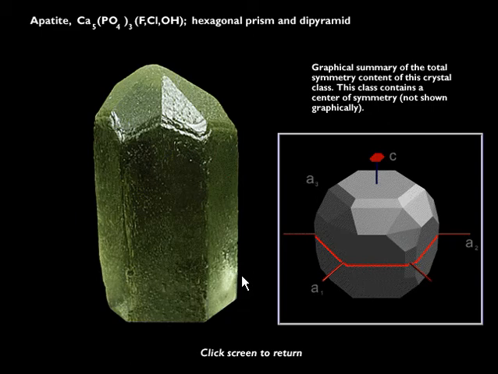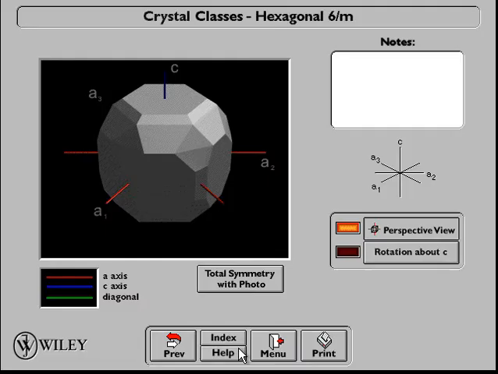So the graphical summary of the total symmetry content of this crystal class. You have here the symmetry of a hexagonal class, and here you have the perpendicular mirror plane, yeah? That is 6/m. So now we are clicking the screen and going forward.